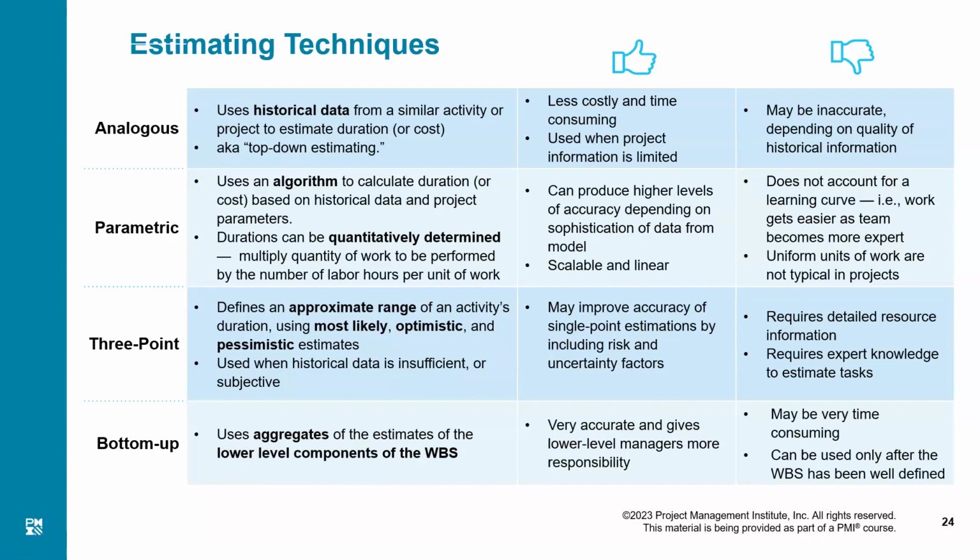You will do the estimation: activity A, how much it will cost, B, C, etc. And then you will roll up to the work package level, then roll up to the components, deliverables, to the project level to get the overall cost of the project. That is bottom-up estimation.